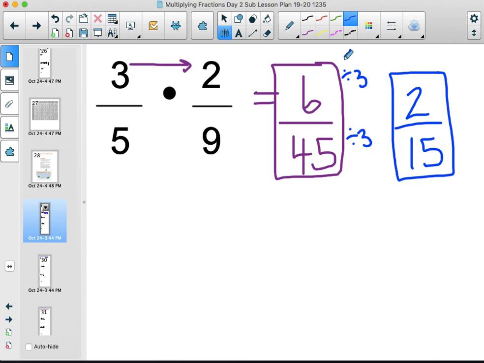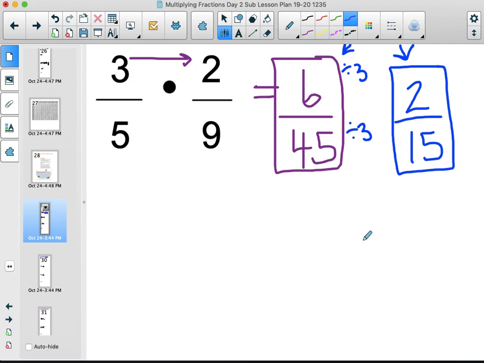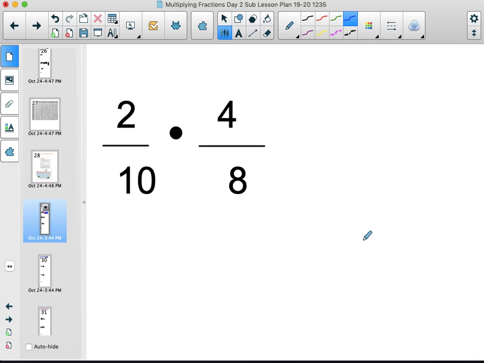You'll get credit for this on your test as well as this. You'll get 2 separate grades on your test. One for can I multiply fractions and one for can I simplify fractions. All right, why don't you try this one and then check back with me. So write this down, pause the video, try it, and then come back and check with me.